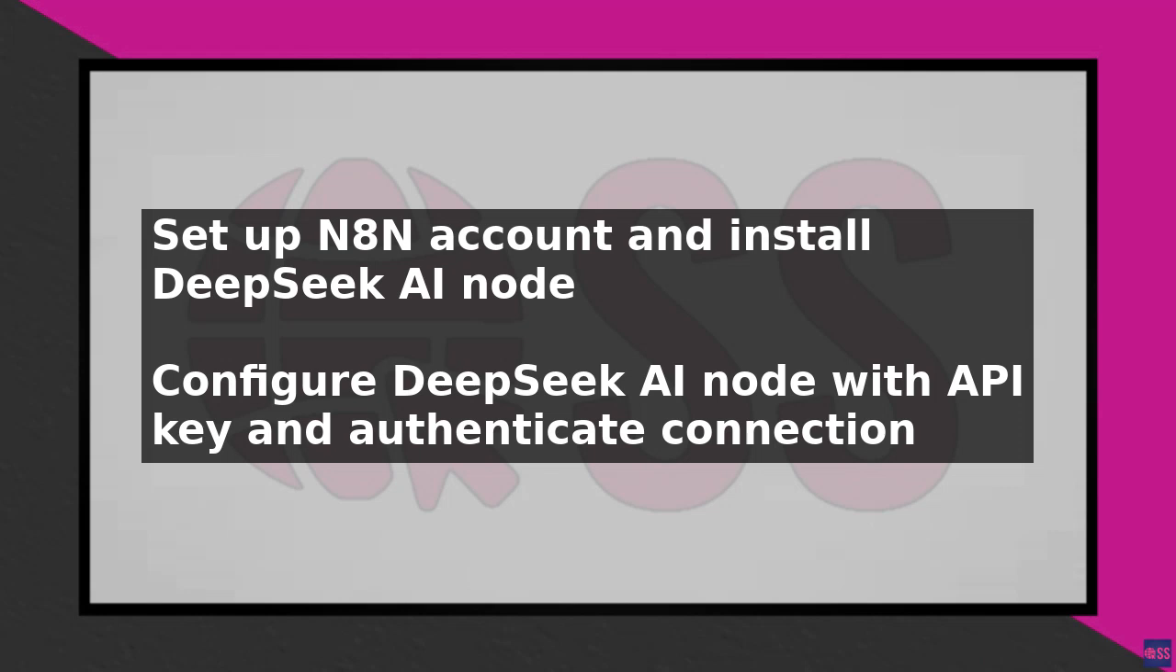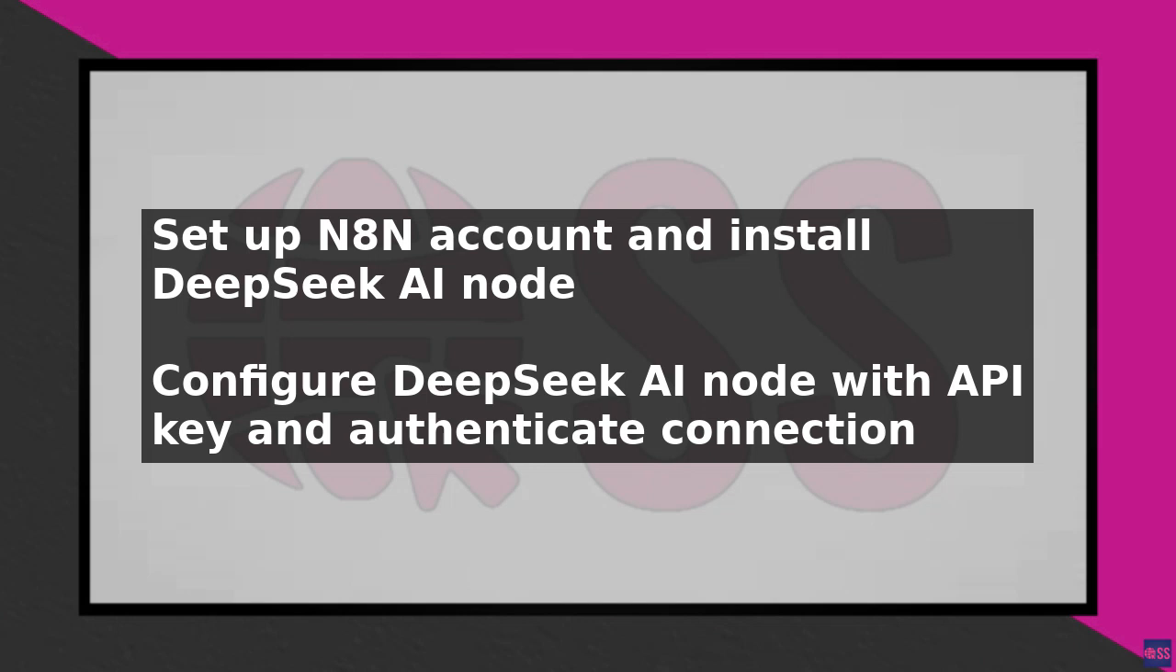Step 2: Configuring the DeepSeek AI node. After setting up the DeepSeek AI node, you need to configure it to work with your specific workflow. This includes selecting the AI model you want to use, defining the input and output parameters, and specifying the task you want the AI to perform. For example, you can use the DeepSeek AI node to analyze text data, classify images, or generate text summaries.